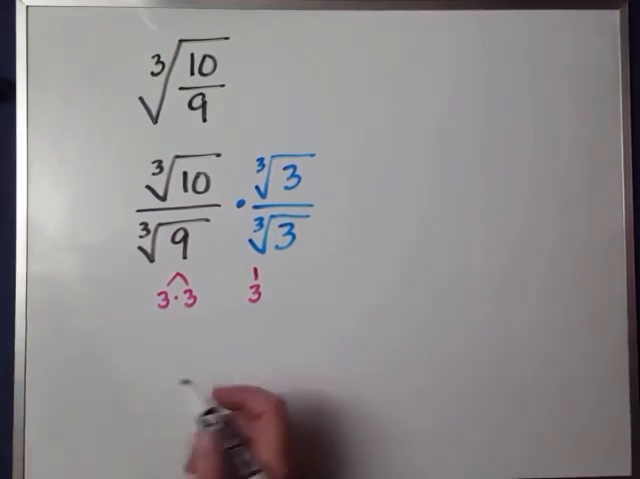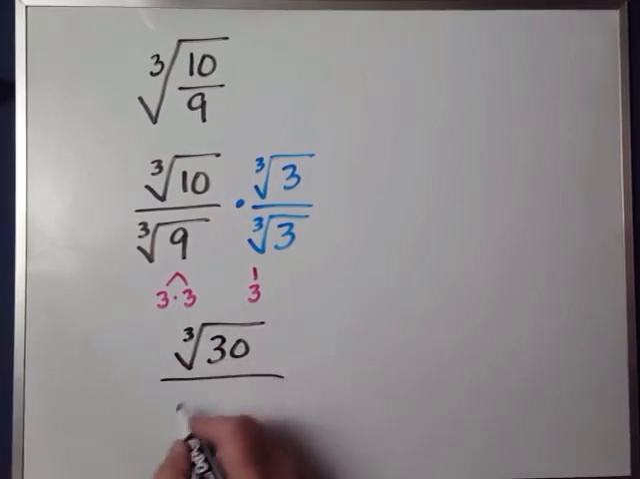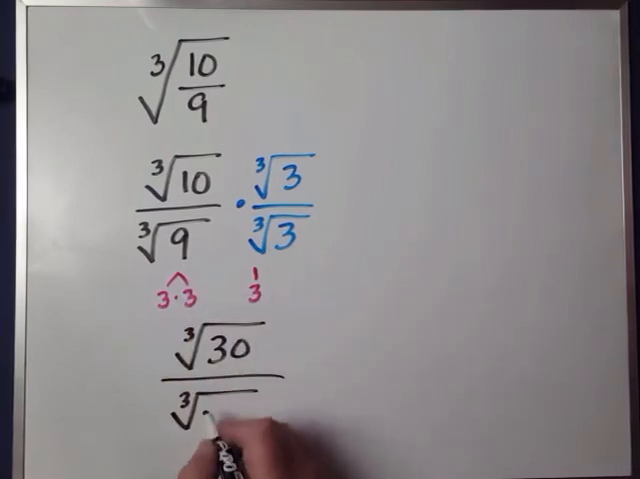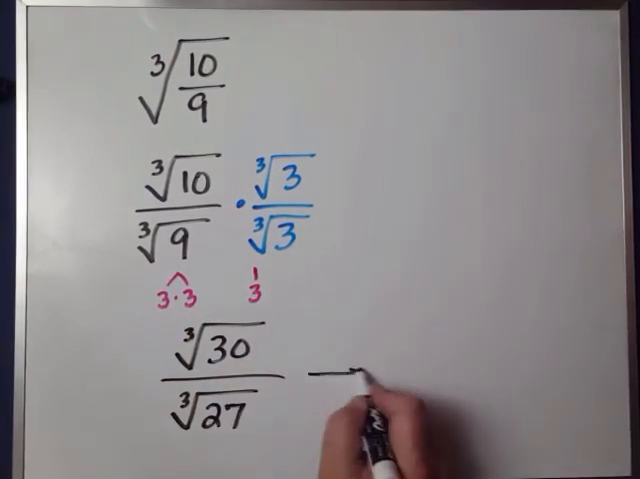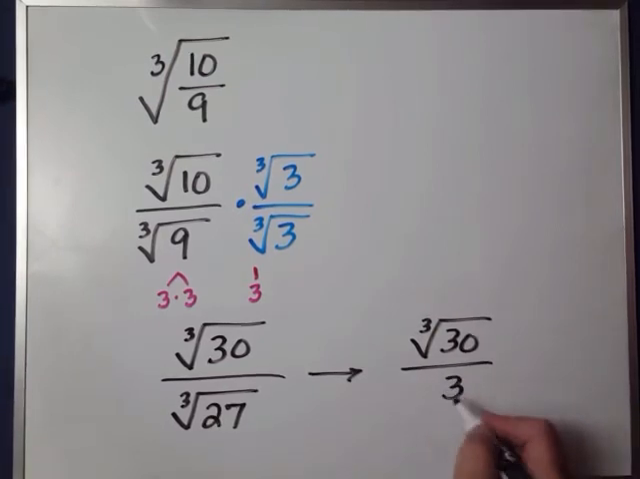So in the top, we'll get the cube root of 30. In the bottom, cube root of 9 times 3 is 27. And the cube root of 27 is 3.